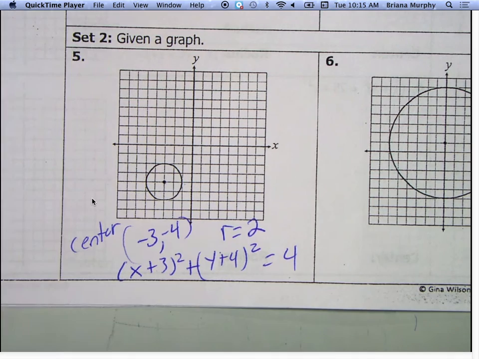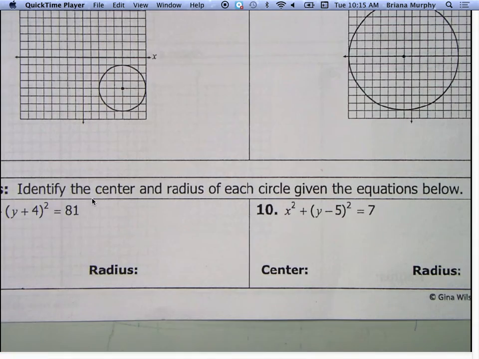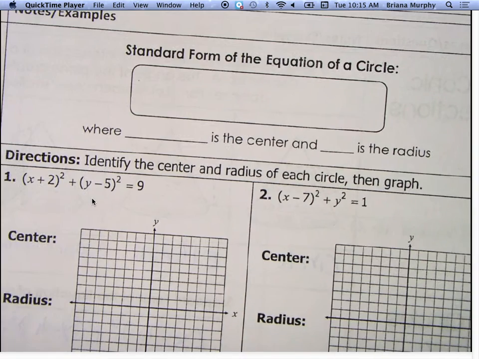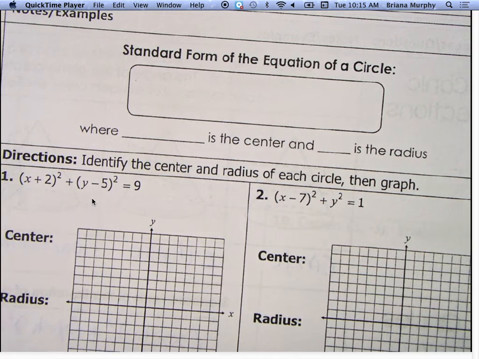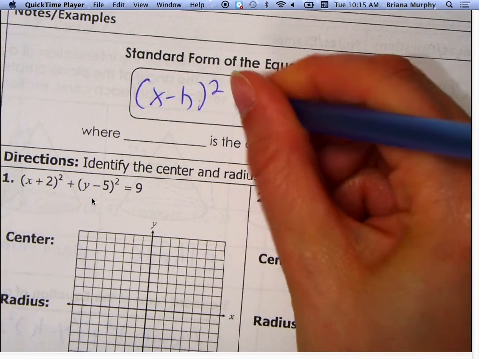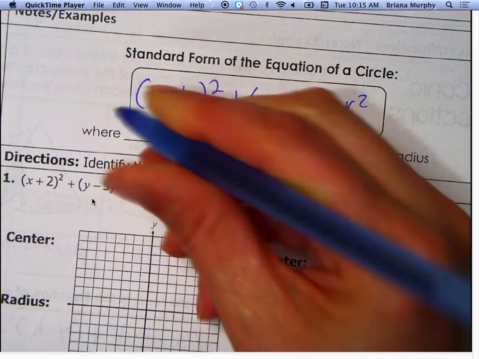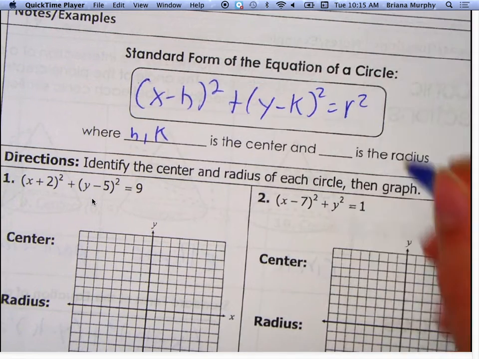to the back. Okay. I like to put the equation back at the top. We have x minus h squared plus y minus k squared equals r squared. H and k are my center, and r is my radius.